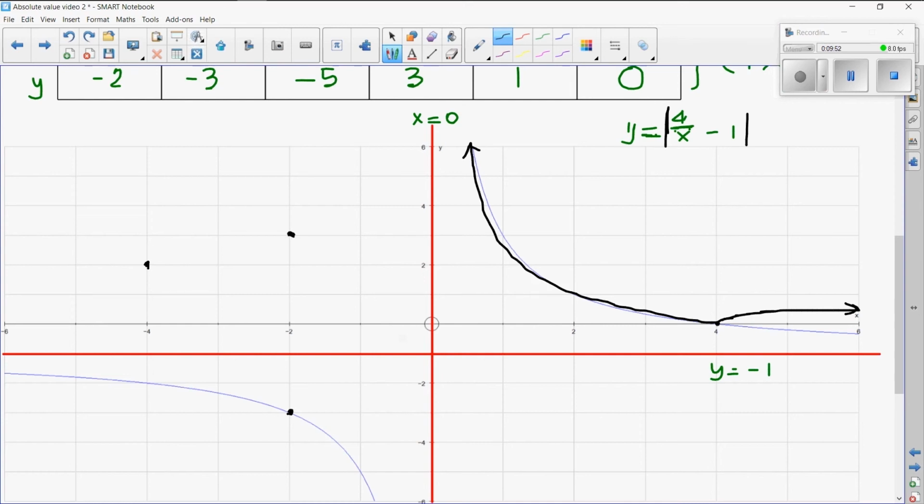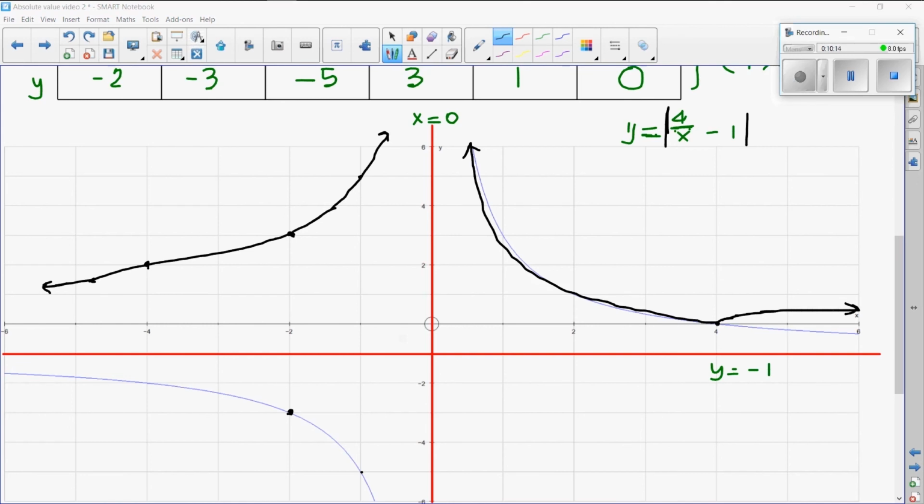And I have another point here. When x is -1, we have y is -5. So we plot the point x is -1, y is -5. So we have 3 lovely points, and we can draw the graph. So I've joined those dots, and so the black graph is the graph of the absolute of 4 over x minus 1.